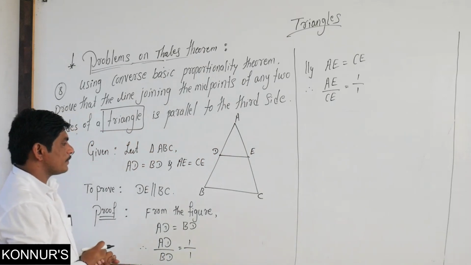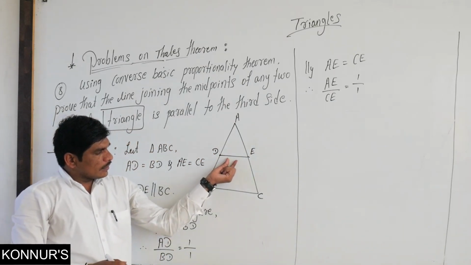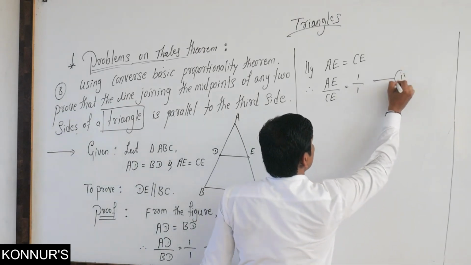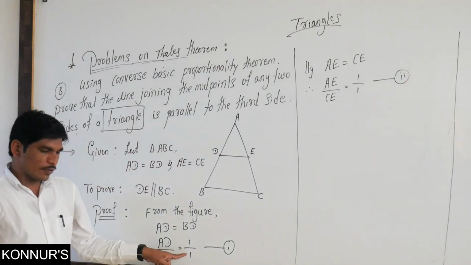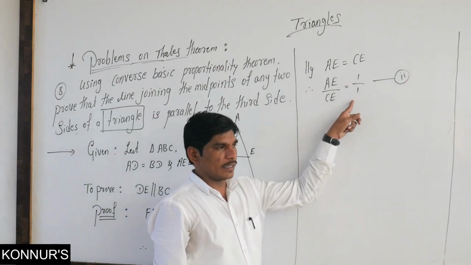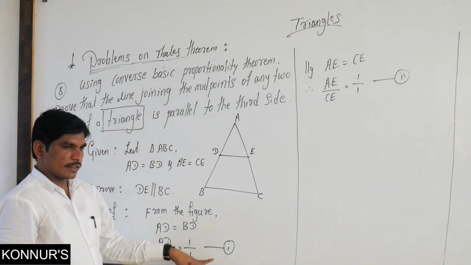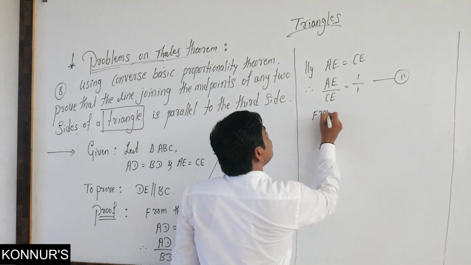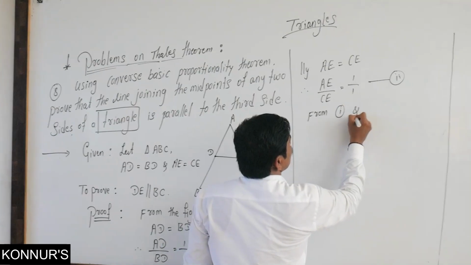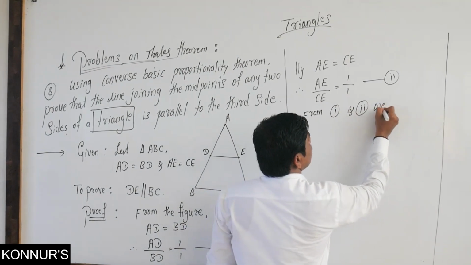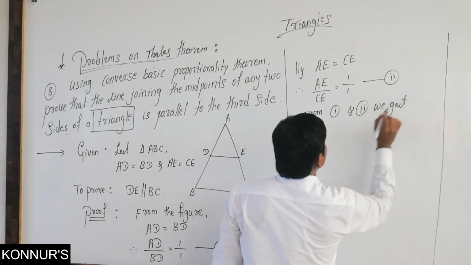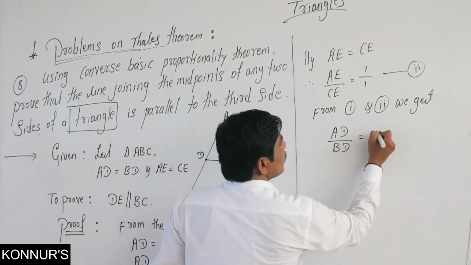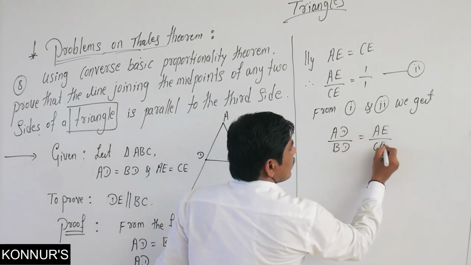The next point is here. This is equation number 1 and this is equation number 2. You have to consider it. Here AD by BD is equal to 1 and AE by CE is equal to 1. From equation number 1 and 2, RHS terms are equal. That's why from 1 and 2 we get AD by BD is equal to AE by CE.